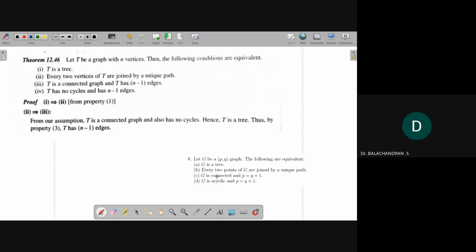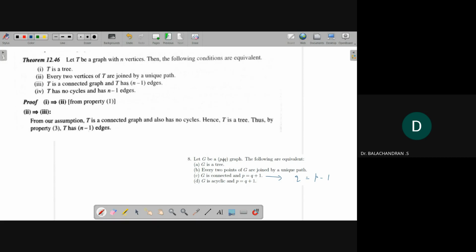I think this is in our PPT. A (P, Q) graph means P vertices and Q edges. Then the following are equivalent. G is a tree. Every two points of G are joined by a unique path. The same condition. Third, G is connected and P equals Q plus 1, or you can write Q is equal to P minus 1. Q is the number of edges and P is the number of vertices.